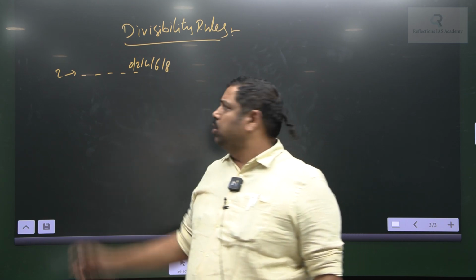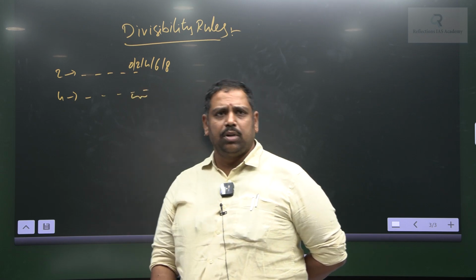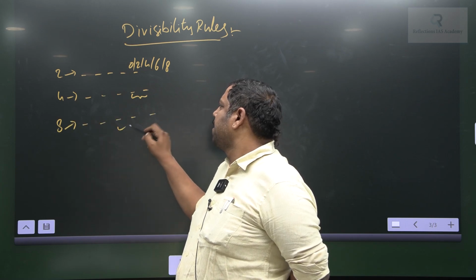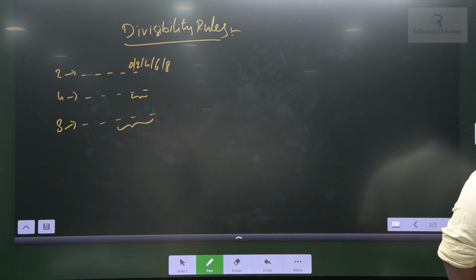What is the divisibility rule of 4? The last 2 digits should be divisible by 4. What's the divisibility rule of 8? The last 3 digits should be divisible by 8. You know very well, right? Now, what's the divisibility rule of 16?